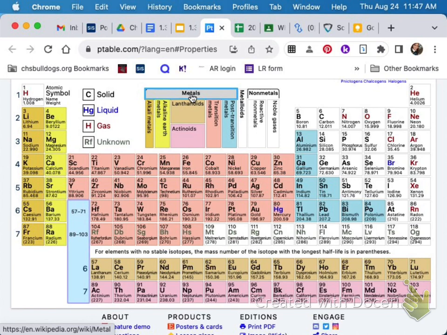So you can go ahead and shade them in as metals. So essentially, you'll notice that most of the left-hand side of the periodic table qualifies as a metal.